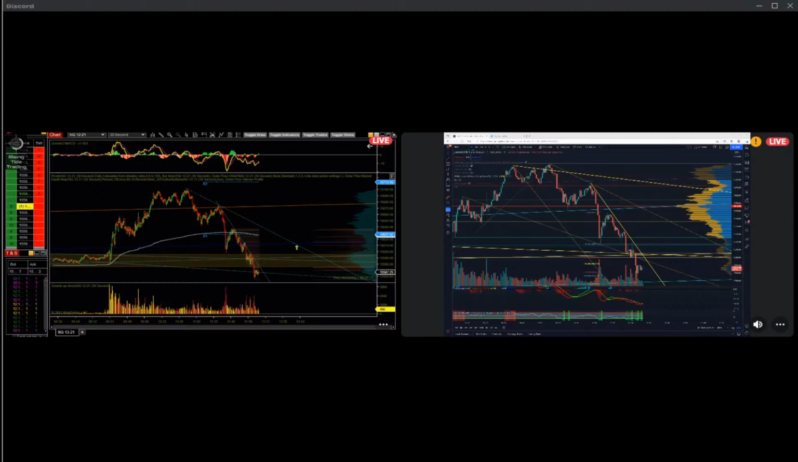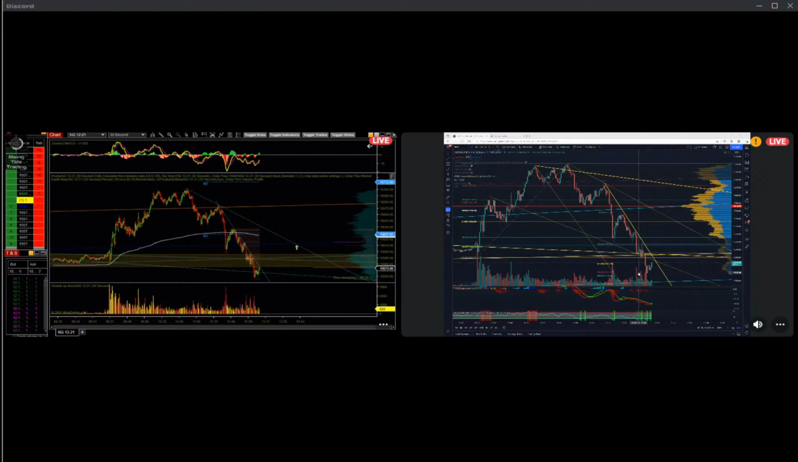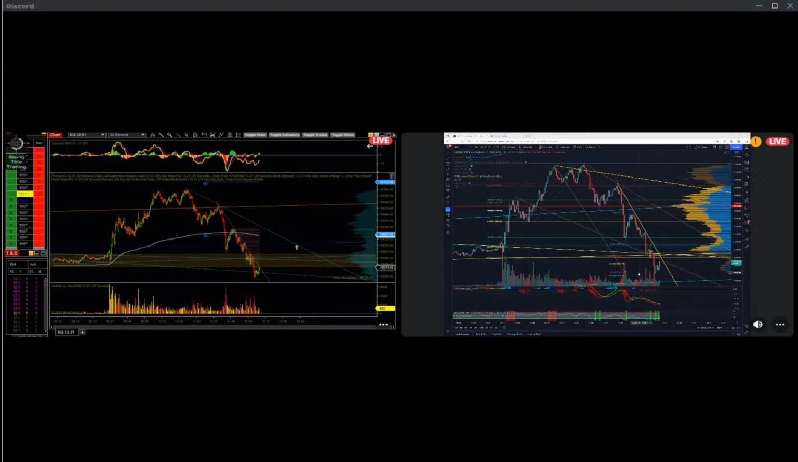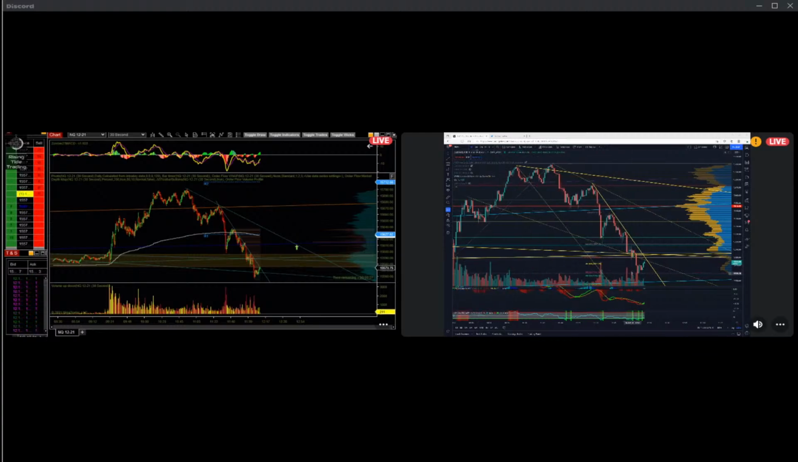Tried this 188 bounce. It's consolidating here a lot more than I expected it to. Yeah, I'm waiting for the break of this trend here. If you guys want to try to get in here, the break of the trend, I think, would be good.